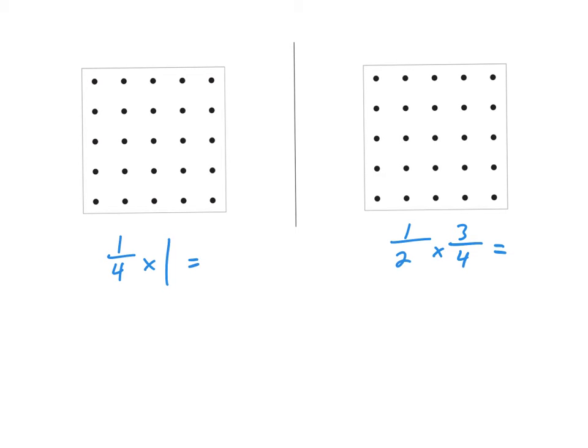So in this one, I'm doing 1/4 times 1. Now, we should already know that the answer is 1/4 because multiplying anything by 1, even if it's a fraction, should still be just itself. But I'm curious as to what the model shows me. So there's my 1/4. And remember, the whole side length is 1. So there's my 1 whole. Not a very good line, but okay.